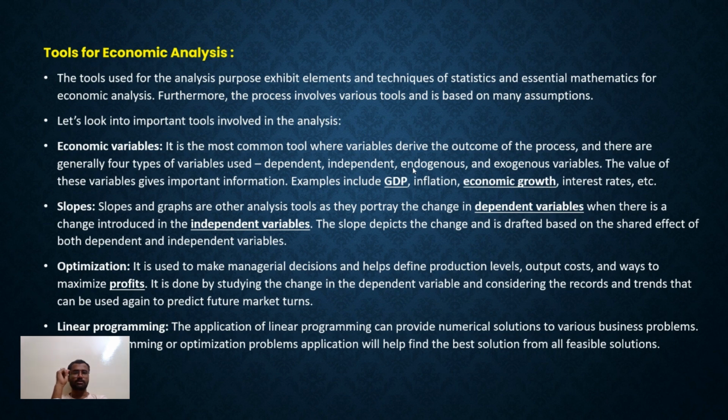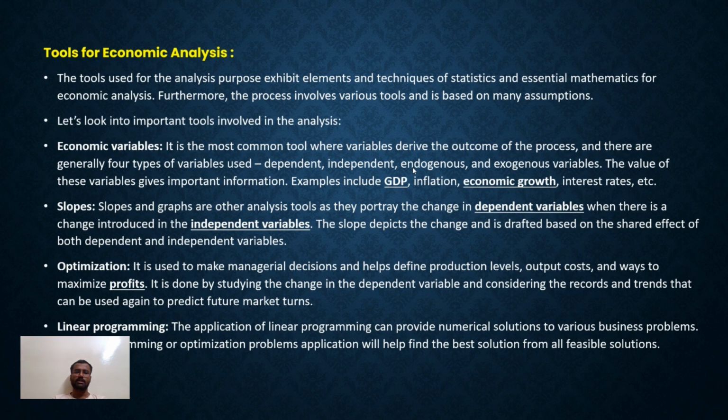Economic variables. It is the most common tool, where variables drive the outcomes of the process, and there are generally four types of variables used: dependent, independent, endogenous, and exogenous variables. The values of these variables give important information. Examples include GDP, inflation, economic growth, interest rates, etc. Slopes. Slopes and graphs are other analysis tools as they portray the change in dependent variables when there is a change introduced in the independent variables. The slope depicts the change and is drawn based on the shared effect of both dependent and independent variables.